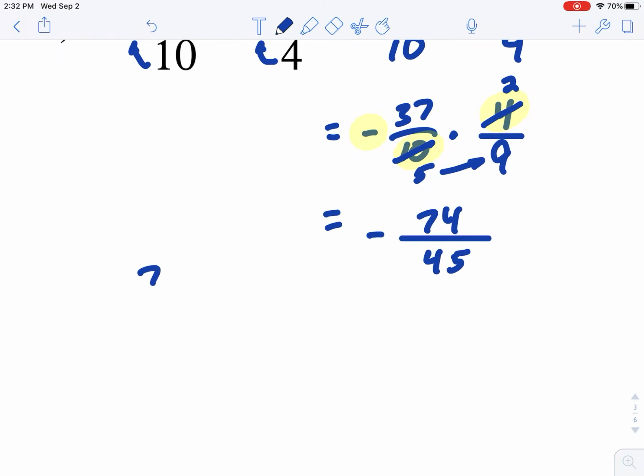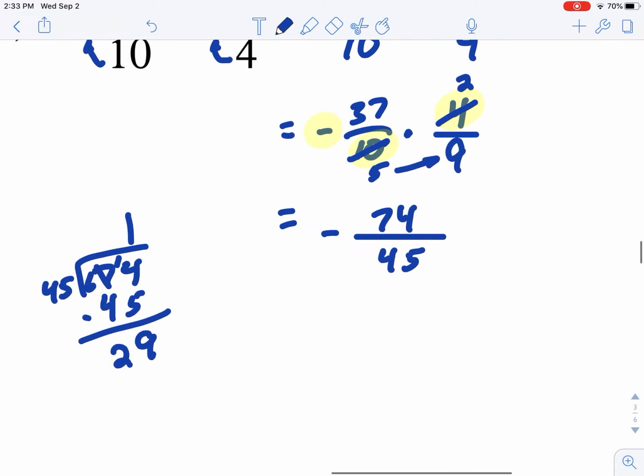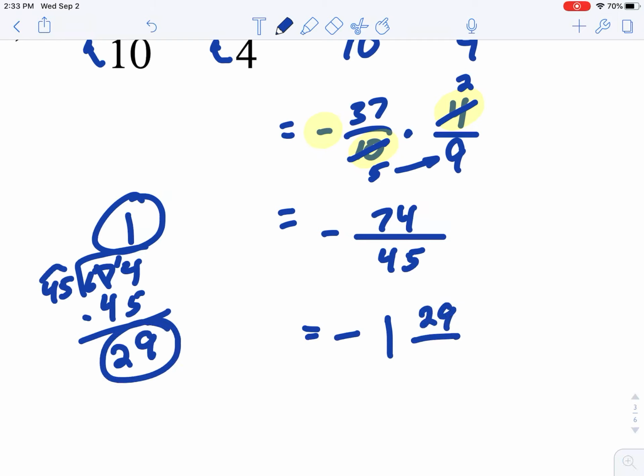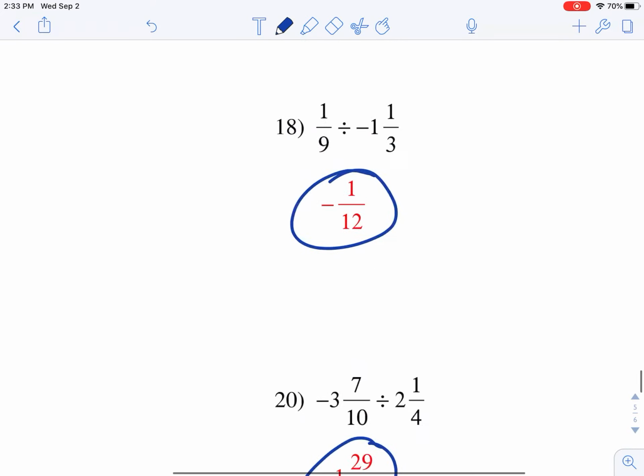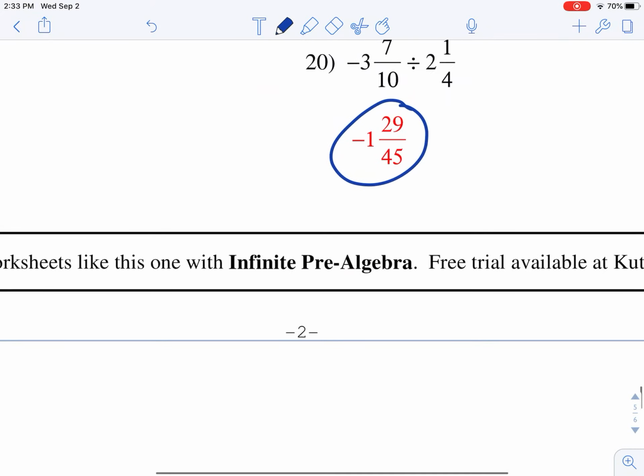That is improper, so I need to do 74 divided by 45. 45 goes into 74 once. 45 and minus that, borrow. 14 minus 5 is 9. 6 minus 4 is 2. So what's my answer? I've got my negative sign I need to bring down. Oops, don't want to do that yet. 1 is my whole number. 29 is my numerator. 45 is my denominator. And we peeked at the answer ahead of time, and that is what we expected to get.